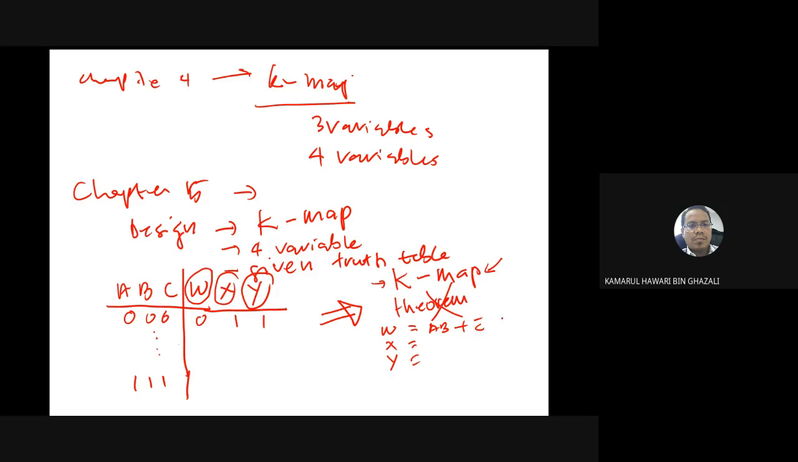Then K-maps for output W, K-maps for output X, K-maps for output Y, and simplified Boolean expression for W, Boolean expression for X, Boolean expression for Y. So you have all these three. Then from the Boolean expression, construct the circuit.